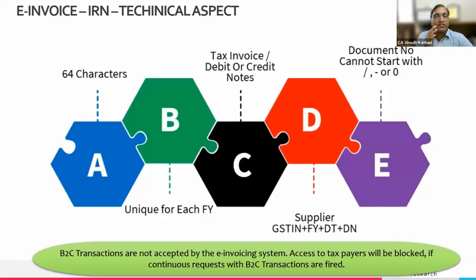So the IRN is 64 digits, and it will be unique for each year. Every year the 64 digits will be unique for you, and this will be generated only for a tax invoice, debit or credit note. This will contain the details of the GSTN, financial year, date, and the document number. You have to ensure that whenever you are uploading the data, the invoice number or document number should not start with slash, hyphen, or zero.